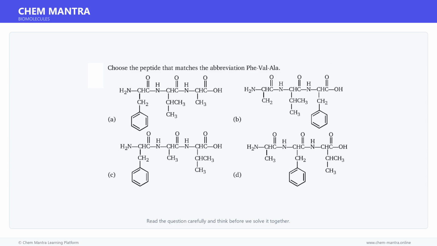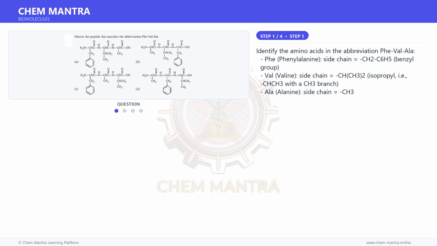Here is a question. Read it carefully and think about the answer. Let us solve it step by step. Let us begin solving this step by step. Identify the amino acids in the abbreviation phenylalanine.